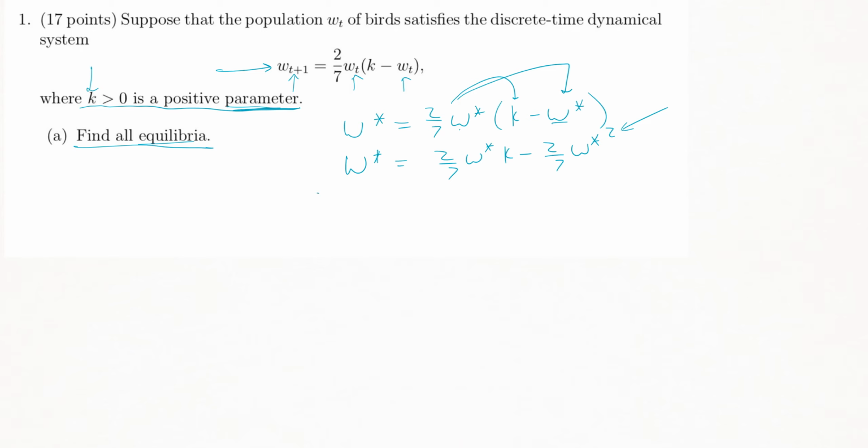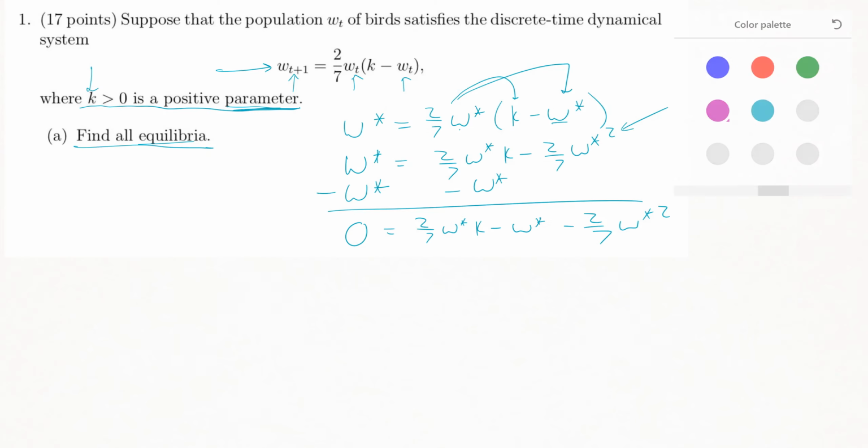So the one move I need to do right now is move this w star over to the other side. I'm going to subtract w star from both sides. That's going to give me 0 equals 2/7 w star k minus w star minus 2/7 w star squared. The factoring here is really just noticing that we've got a w star in each of our 3 terms. So what we can do is pull a w star out of each one of those.